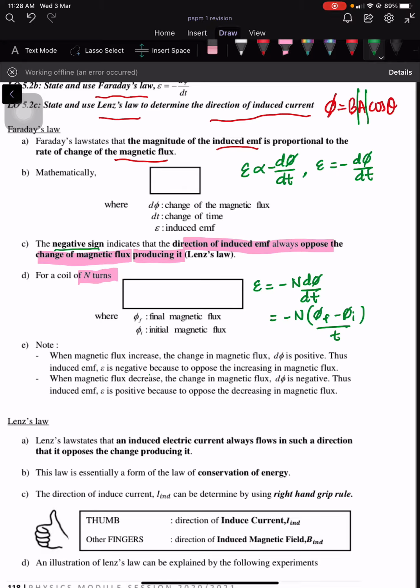Okay, so when the magnetic flux increases, the change of magnetic flux will be positive. So the induced EMF will be negative, because it opposes the increase of magnetic flux. When the magnetic flux decreases, the change of magnetic flux is negative. So the induced EMF is positive, because it opposes the decrease in magnetic flux.